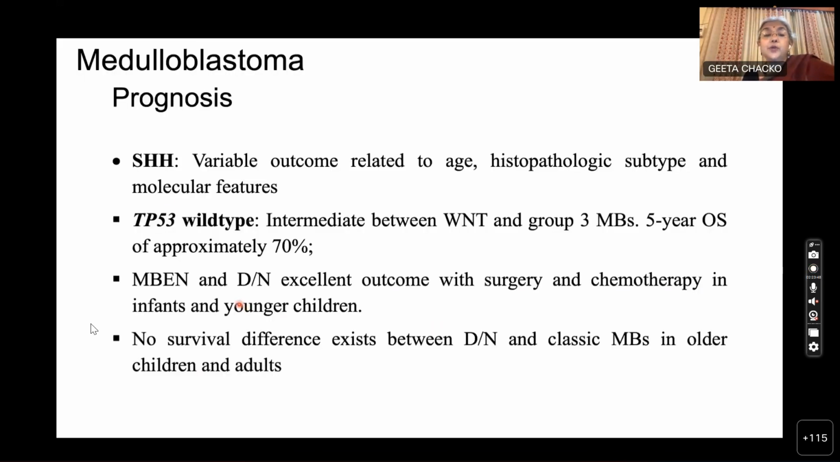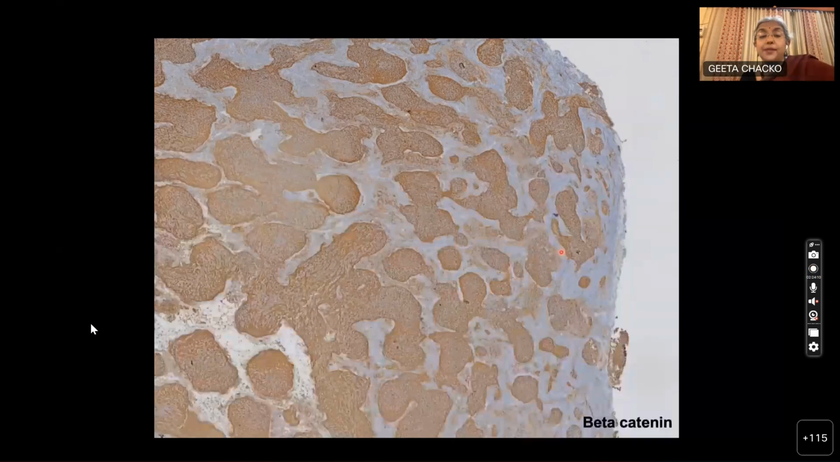So in terms of outcome, the better outcome is for the p53 wild type SHH and the MBEN, medulloblastoma with extensive nodularity, and the desmoplastic nodular, which fall under this, have a good prognosis. There's no difference in older children and adults between the desmoplastic and the classic, but in the younger age group, it definitely has a better prognosis.